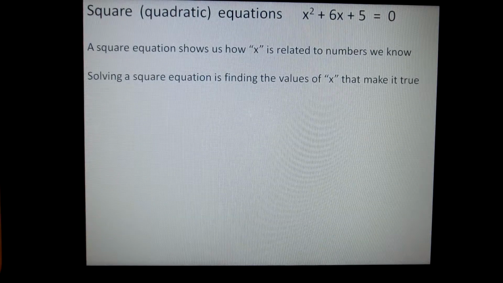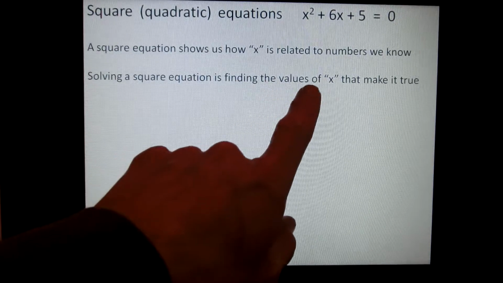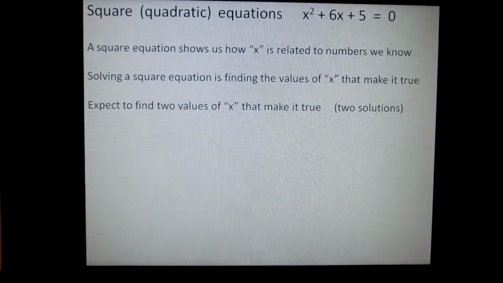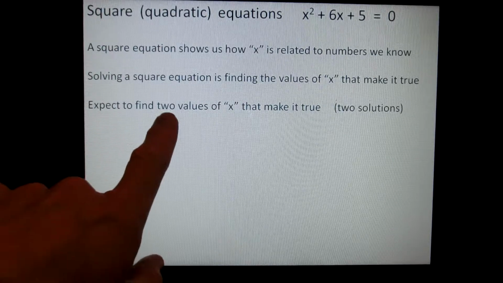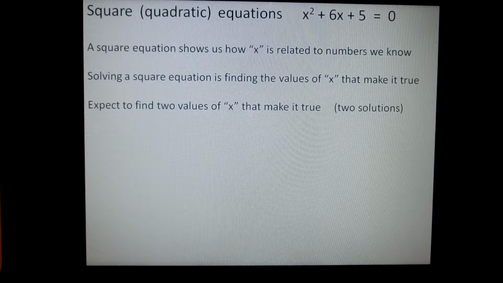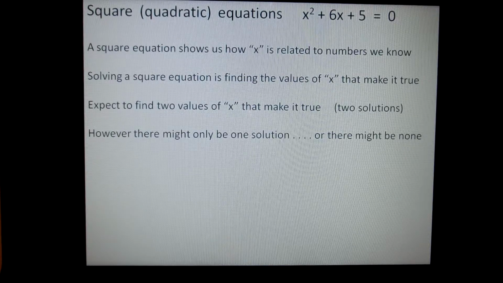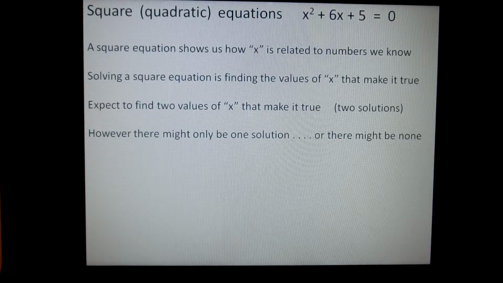Solving a square equation is finding the values of x that make it true. So notice this time it says the values of x that make it true. When we're solving a square equation, expect to find two values of x that make it true. So we expect to find two solutions. However, there might only be one solution or there might be none. So this is a very different situation to solving linear equations.